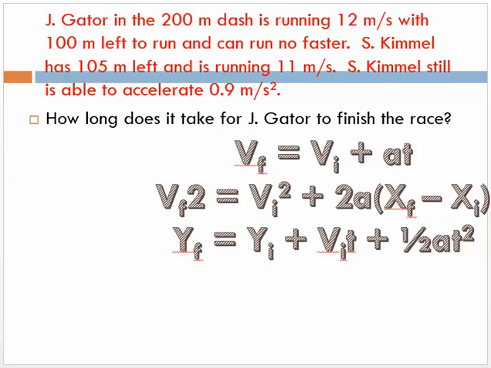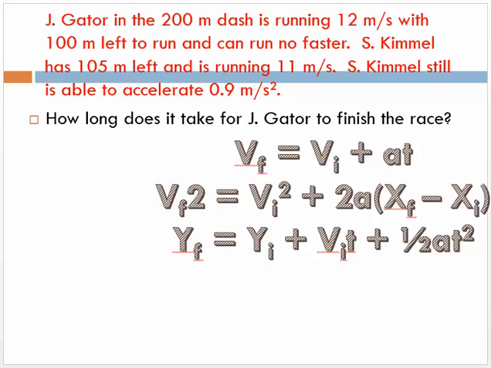Okay, in this problem, Jordan Gator in the 200-meter dash is running 12 meters per second with 100 meters left to run and can run no faster. S. Kimmel has 105 meters left and is running 11 meters per second. S. Kimmel still is able to accelerate at 0.9 meters per second squared. How long does it take for Jordan Gator to finish the race?